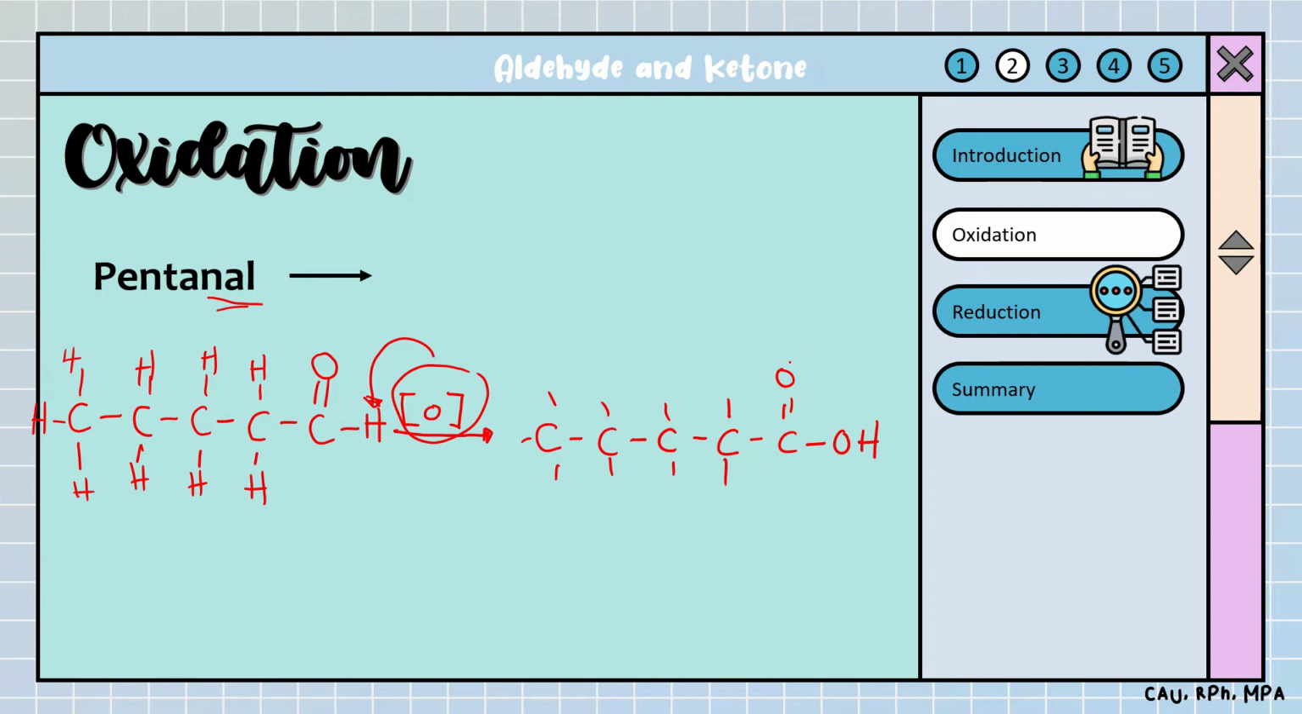So since we now have a carbon double bond O, or our carbonyl, plus our OH, which is a hydroxyl, carbonyl plus a hydroxyl, as what we have discussed during our functional groups. So this is considered as carboxylic acid because it has your carboxyl group. Therefore, this is pentanoic acid.